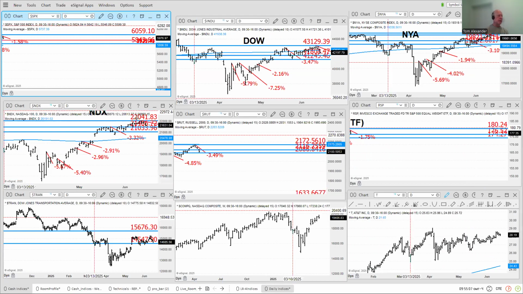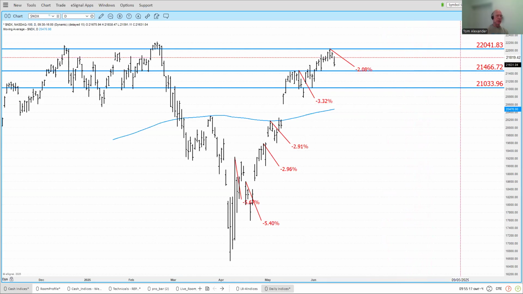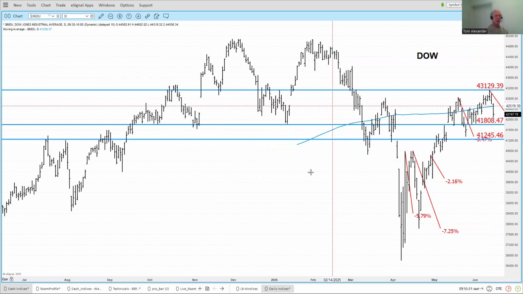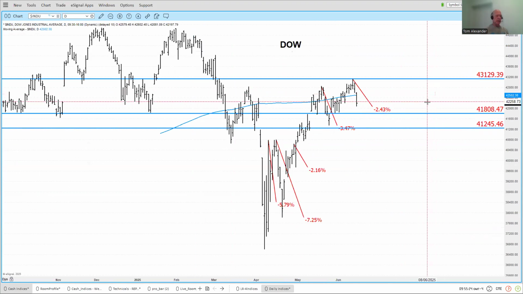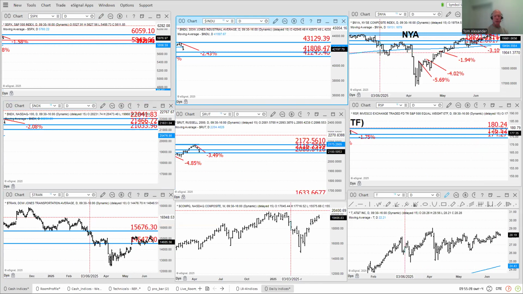We look at the index, very similar picture, as you would imagine. The index is off a little more than 2%, but no great shakes. If we look at the Dow, it's off not quite 2.5%. All of these charts are posted on the website. If you go to the weekend report on the website, you can also download a PDF if you want to print these out so that you have these levels.